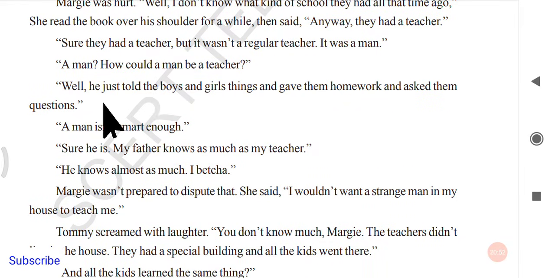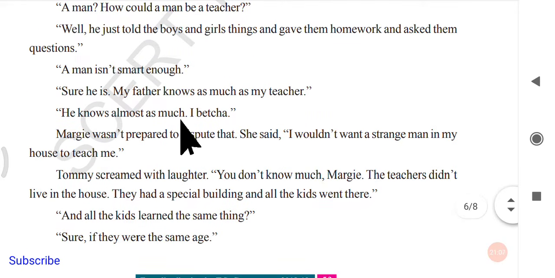Well, he just told the boys and girls things, and gave them homework and asked them questions. A man isn't smart enough. Sure, he is. My father knows as much as my teacher. He knows almost as much. I betcha. Betcha in the sense bet you. I bet with you. Margie wasn't prepared to dispute that.